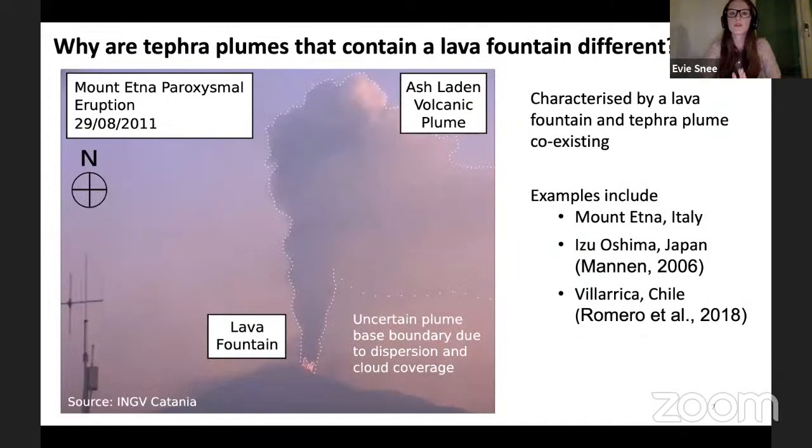But the volcanic plumes I want to talk about today are those where the tephra plume is coupled to a lava fountain. And what I mean by this is when you have a lava fountain coexisting with a tephra plume. Here we once again have the example of the 29th of August 2011 eruption. And because this was taken during sunrise, we can see this incandescent region, which is the lava fountain, as well as this sustained tephra plume. At Mount Etna, these plumes have been known to reach up to 15 kilometers above sea level. But it's not only Mount Etna where they've happened. They've also been reported at Ishishima in Japan, as well as Eyjafjallajökull.